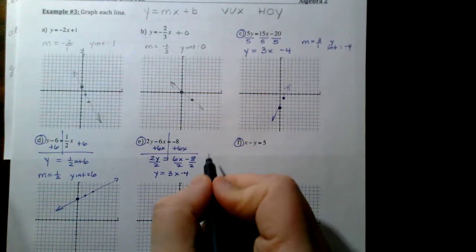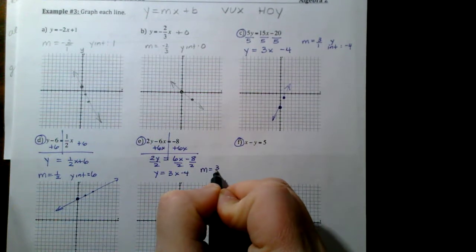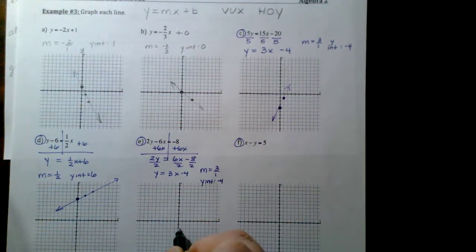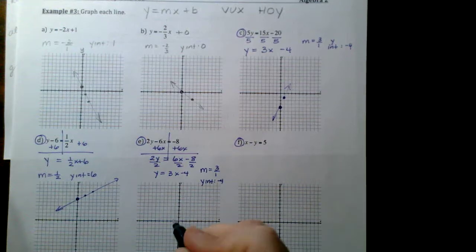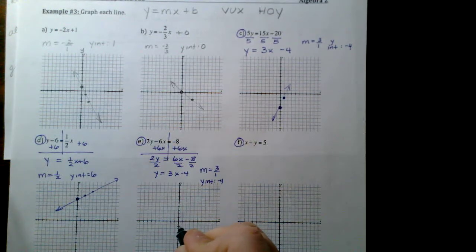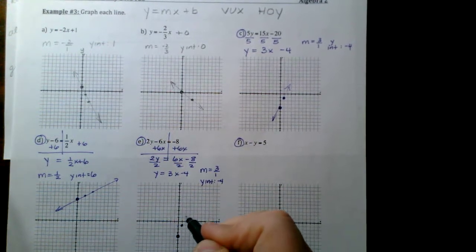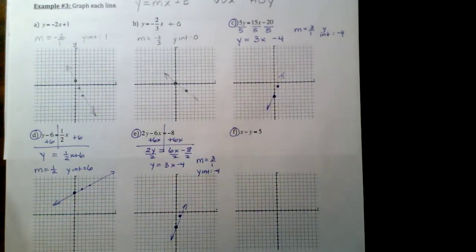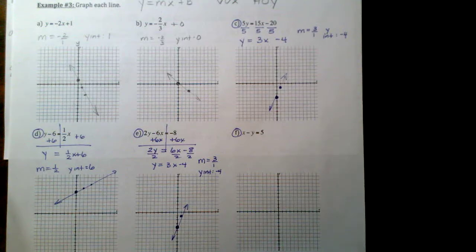Go down 4. So again, m is 3 over 1. My y-intercept is negative 4. 1, 2, 3, 4. Slope up 3, 1, 2, 3 over 1. All of the ones I'm doing in purple are mimicking that entire process of having to solve for y. It wasn't given to me right from the beginning, and it wasn't a special case line.